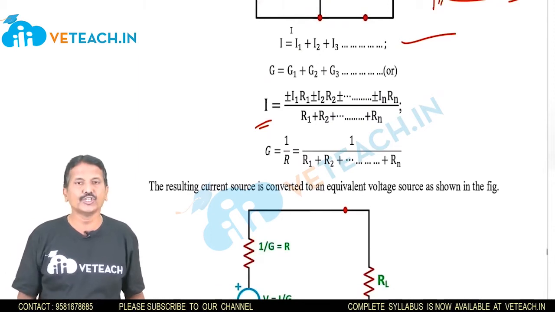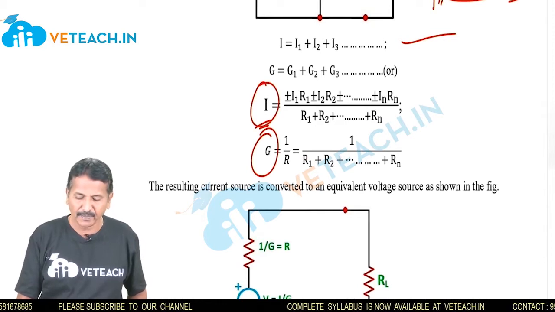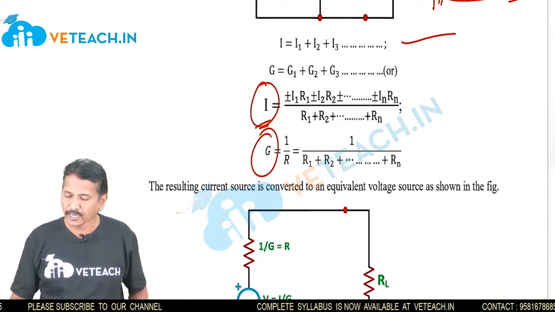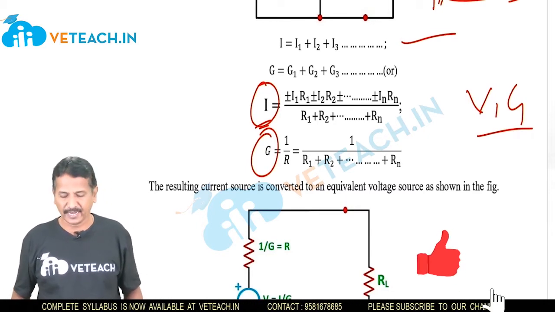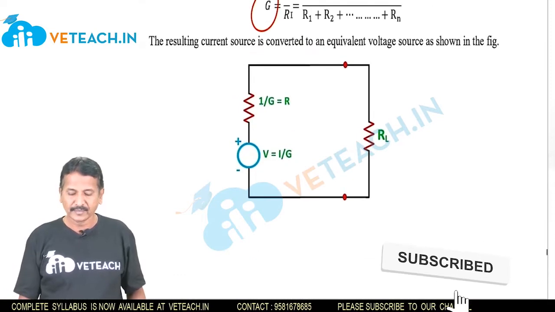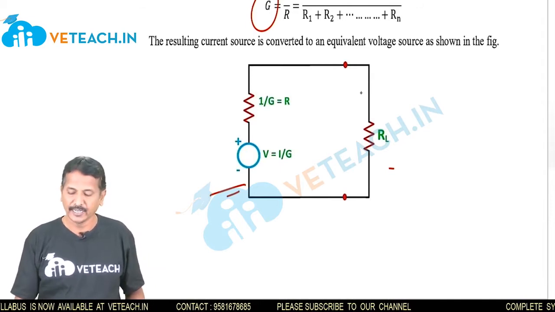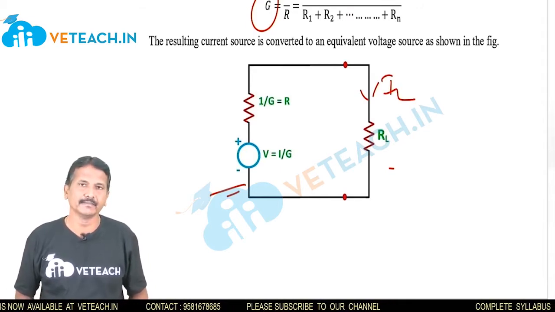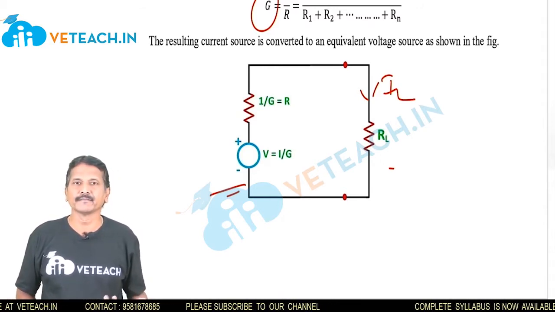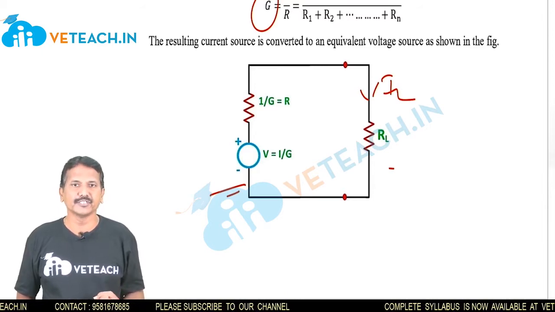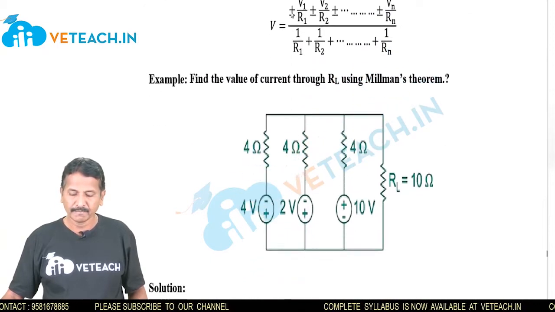So G is equal to 1 by R. G and I play a major role in Millman's theorem, or voltage and G play a major role. It may be a series, it may be a parallel. So at last the equivalent circuit diagram is a voltage in series with the resistance across the load resistance. Here we have to find the load current IL. If you observe this, it is the equivalent circuit diagram of Thevenin's theorem, right? So we'll do one problem here.